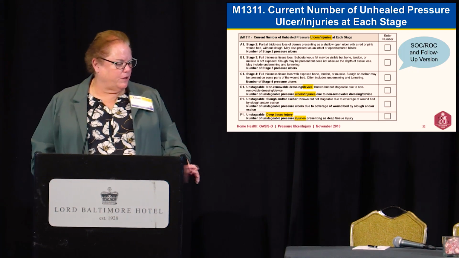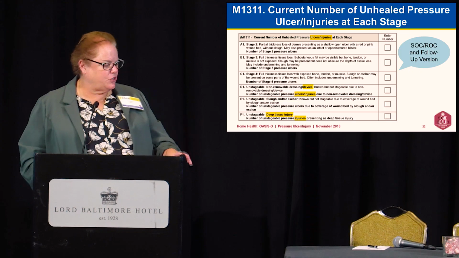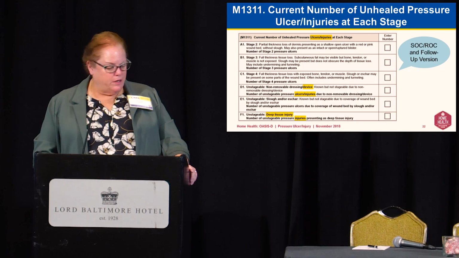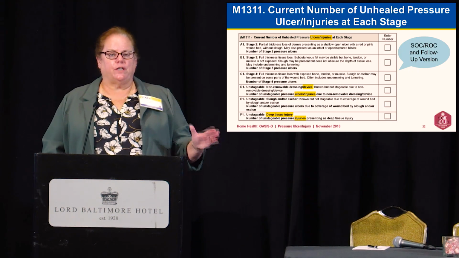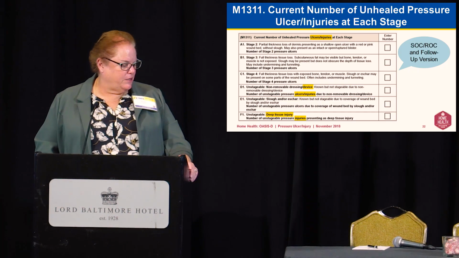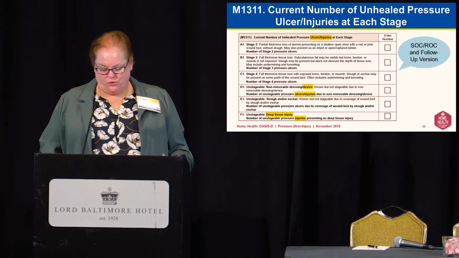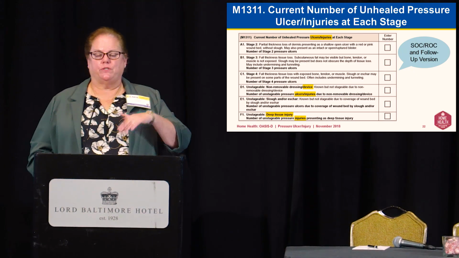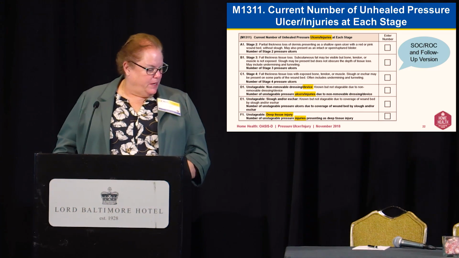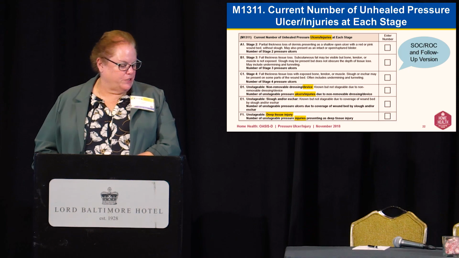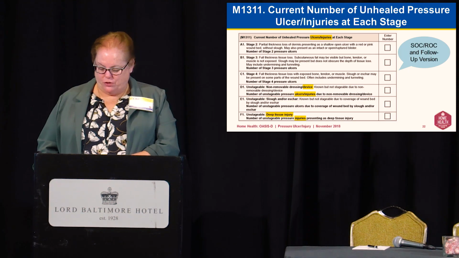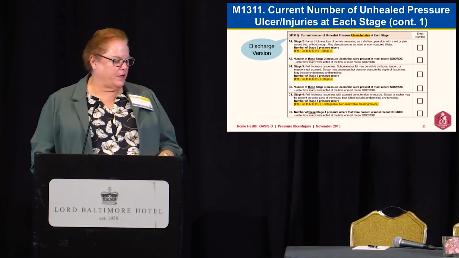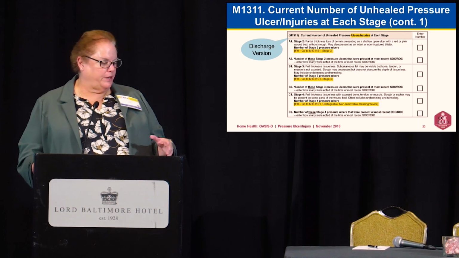We have the current number of unhealed pressure ulcers or injuries at each stage. So that word ulcer/injury is what changed. If you go down to D1, we highlight the idea that it's dressing/devices. And then it's the number of unstageable, again, ulcers or injuries. And then for F1, we have unstageable deep tissue injury, so that word suspected was removed. And then the number of unstageable pressure injuries presenting as deep tissue. And then in the discharge version of this item set, again, you'll see ulcers/injuries highlighted here.